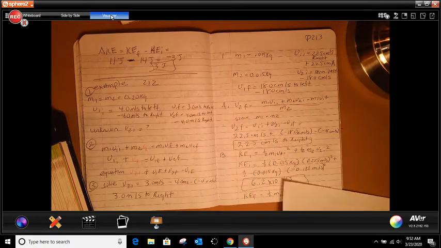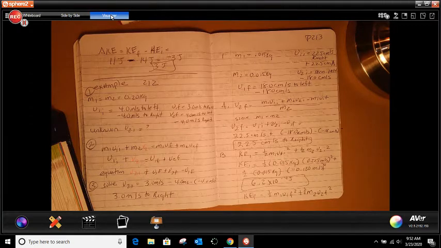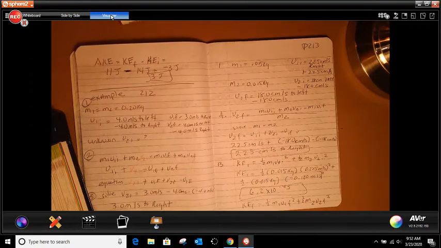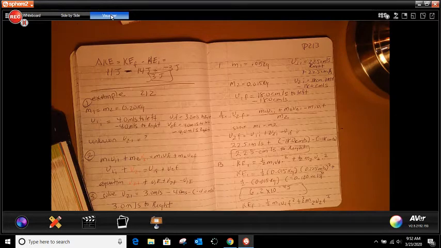So velocity 2 initial is 3.0 meters per second, and I'm subtracting 4.0 meters per second, and then subtracting the negative 4.0 meters per second, which gives 3.0 meters per second to the right. The next thing it does is tell you how to check your work. I'm not going to go over that because I'm going to get straight into the problems.